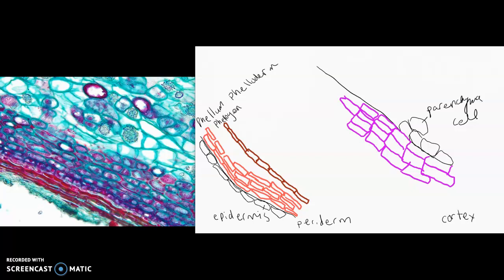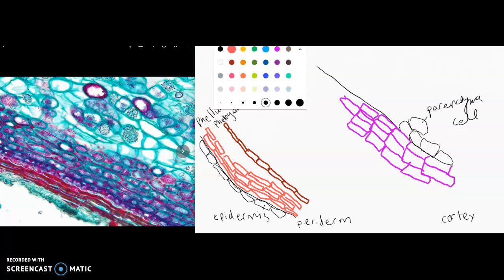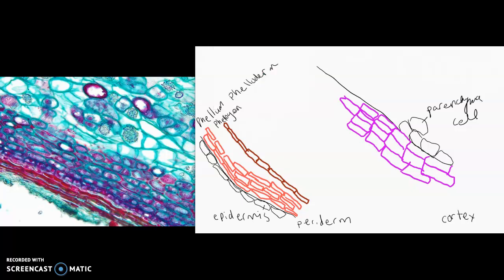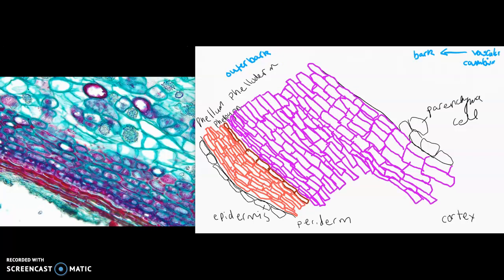And just to reiterate what we've drawn here, anything outside the vascular cambium, so that would be way over here, it's not really in our image, so all of that would be bark, and then here from the cortex out, we have our outer bark. So I think that completes our drawing of the periderm.